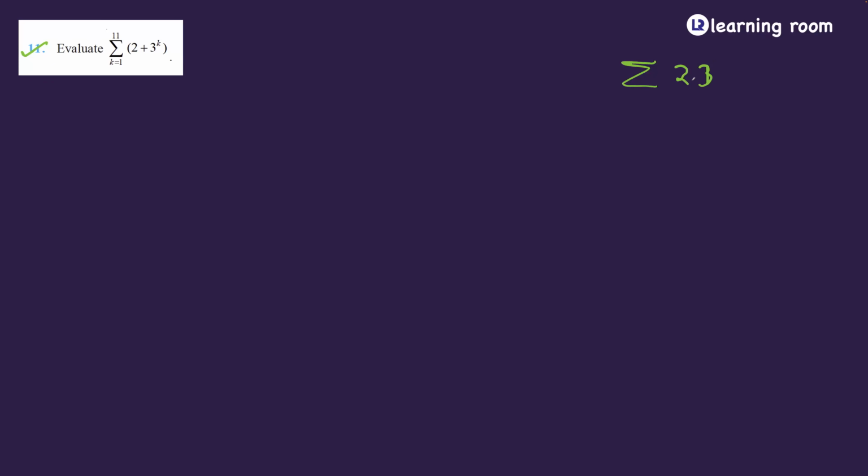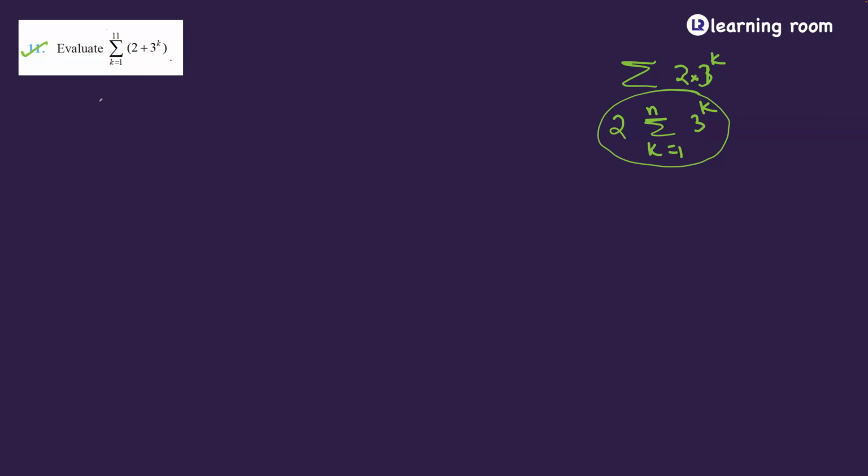So 2 into 3 power k. Had it been 2 into 3 power k, you can take the 2 outside. So you can take the 2 outside and it will be sigma k equal to 1 to n of 3 power k. N can be anything greater than 1. But here the meaning of it is, this whole thing is treated as one function.